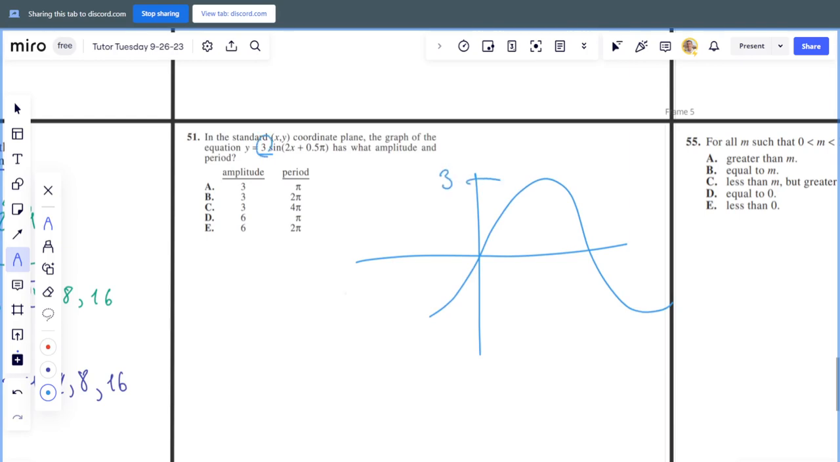And if it's got a 3 out in front, that coefficient is going to multiply sine so that it reaches a maximum value of 3. So it could be A, B, or C. And then for the period, we know that sine normally has a period from 0 to 2 pi, which means it would repeat right here. But instead, we've got a shortened period.